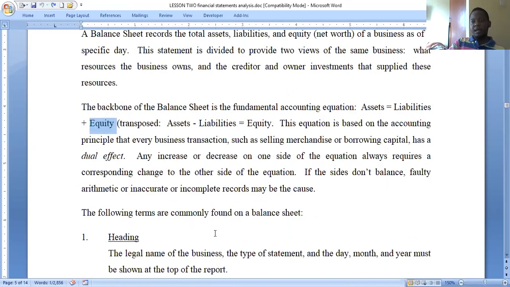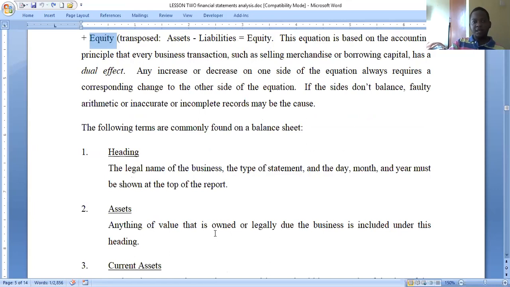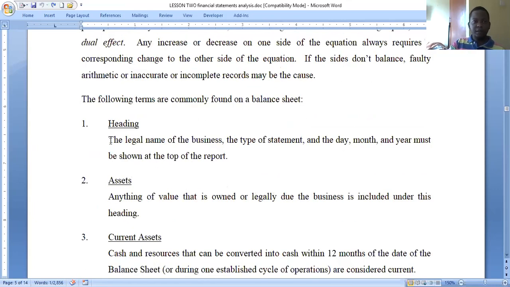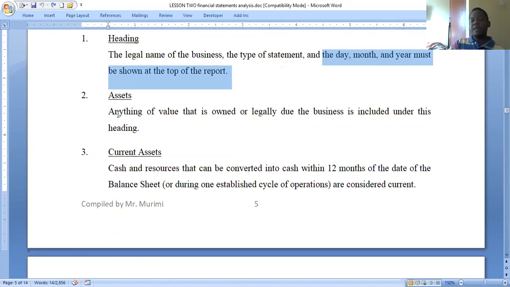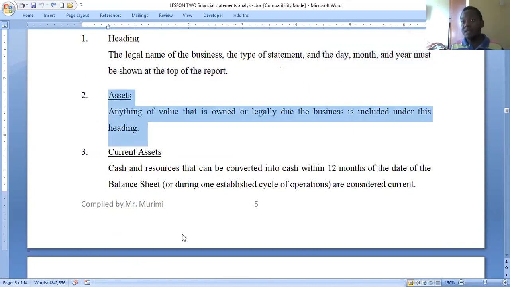So we look at the elements in a balance sheet one by one. One, there must be a header. In the header, the legal name of the business must be there, the type of the financial statement, in this case the balance sheet, and then lastly, the date of the balance sheet. Then we have another key element, the assets. We all know what assets are. These are resources that are controlled by the business, out of which benefits are expected to flow to the business.